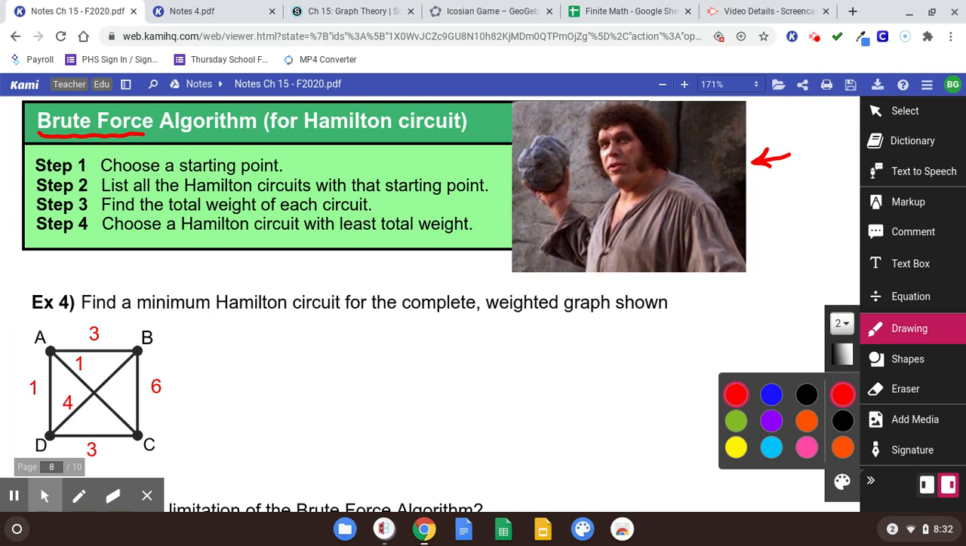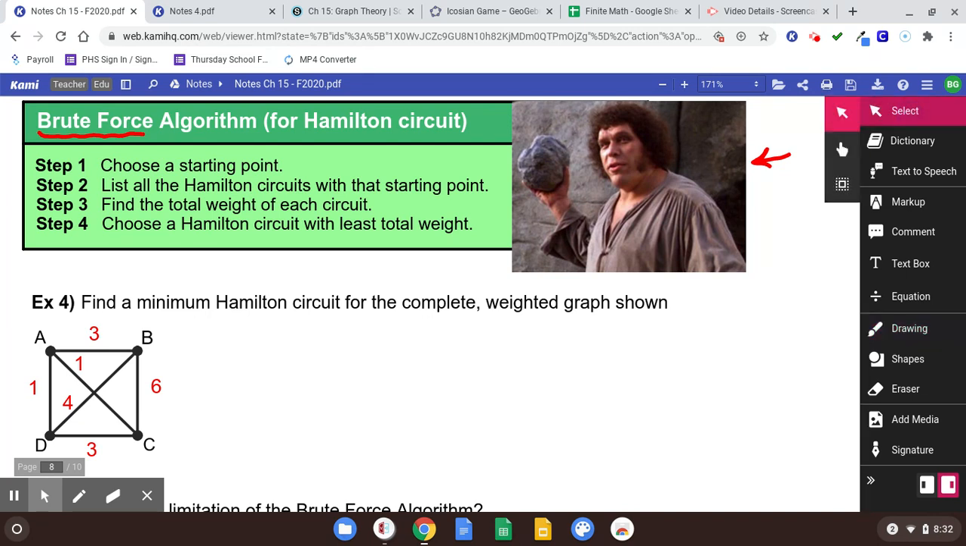So in this case, we're talking about a brute force algorithm for Hamilton's circuit. We're going to try to find the minimum Hamilton circuit. Remember, that's the least total weight, and we're going to do that basically by finding all of the Hamilton circuits. Step 1, choose a starting point. Step 2, list all Hamilton circuits with that starting point. Step 3, find the total weight of each circuit. Step 4, choose the one with the least total weight. So this is not very fun. It seems kind of inefficient, but it's going to get the job done.